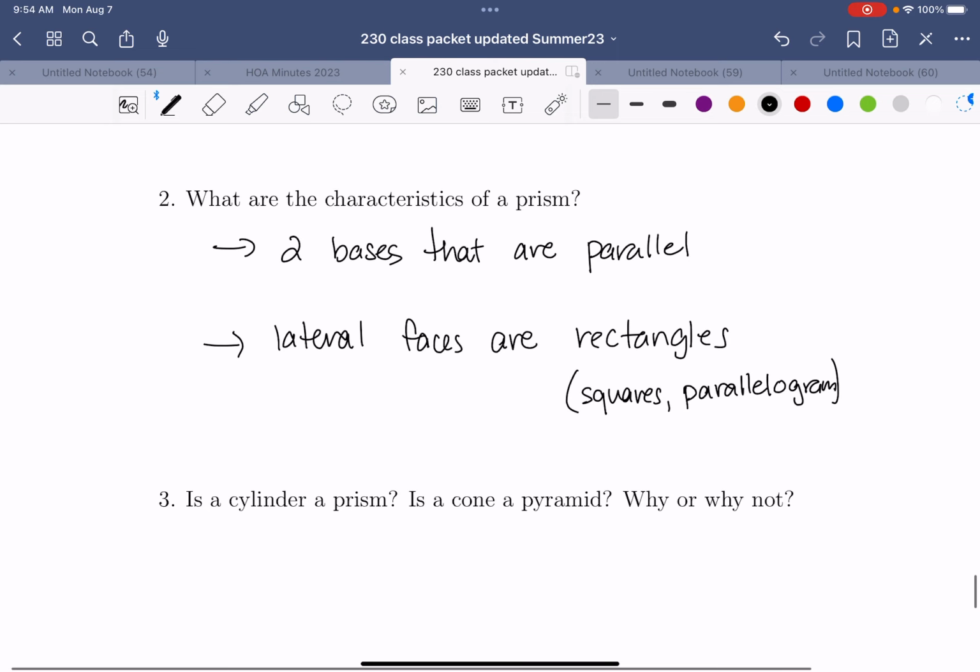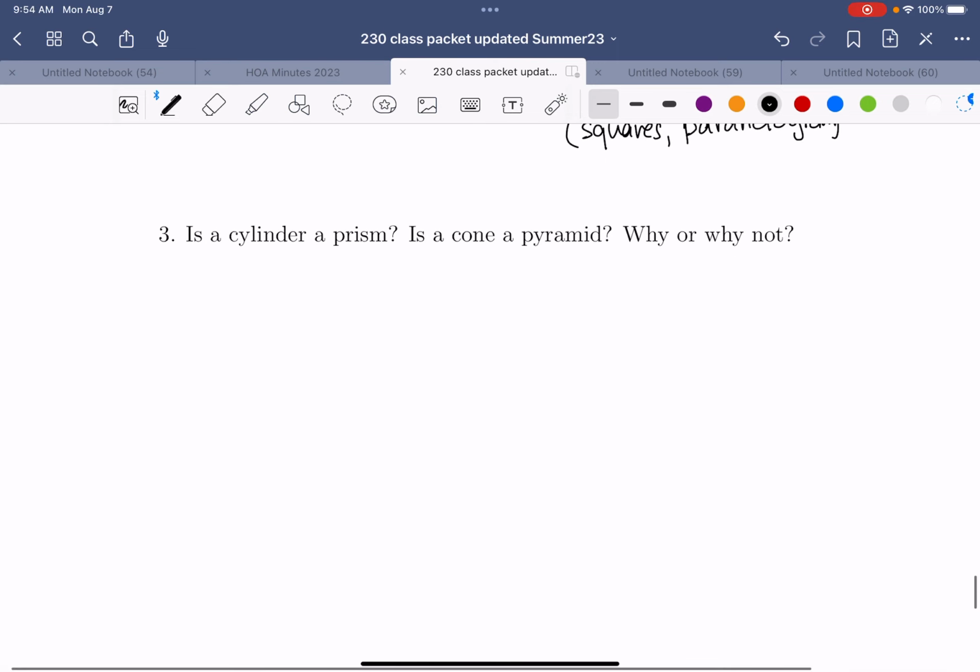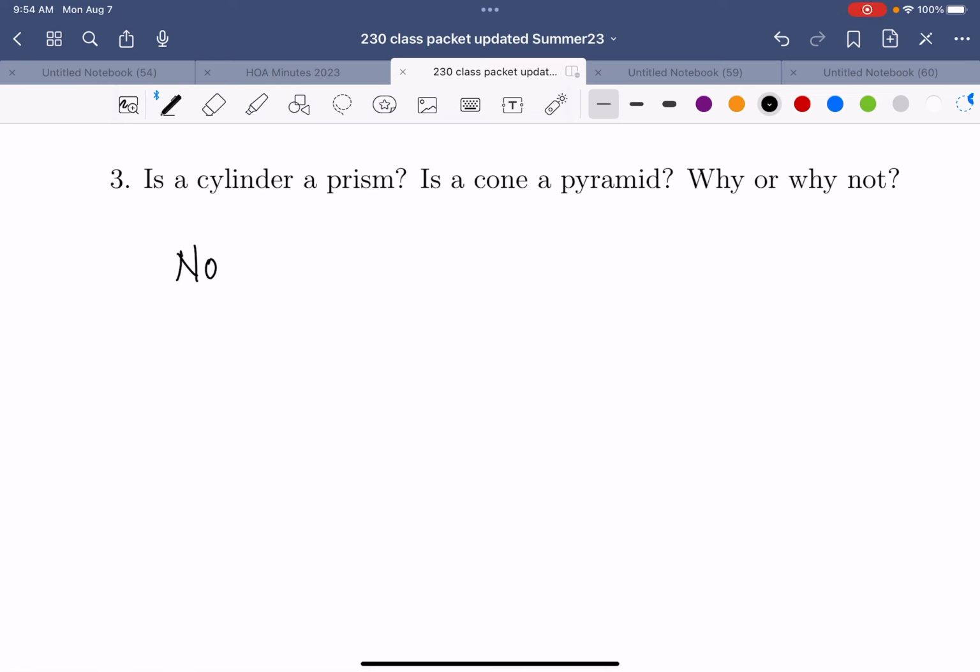Okay. And then our last question for today, is a cylinder a prism? Is a cone a pyramid? Why or why not? My answer here is going to be no on both accounts. And that's because the faces, particularly the lateral faces, are not polygons. So in general, the faces are not polygons. So it kind of fits the description, but not really. So we are going to say no to this one.